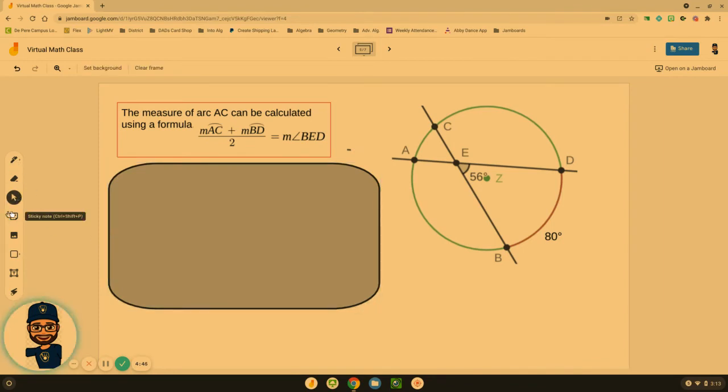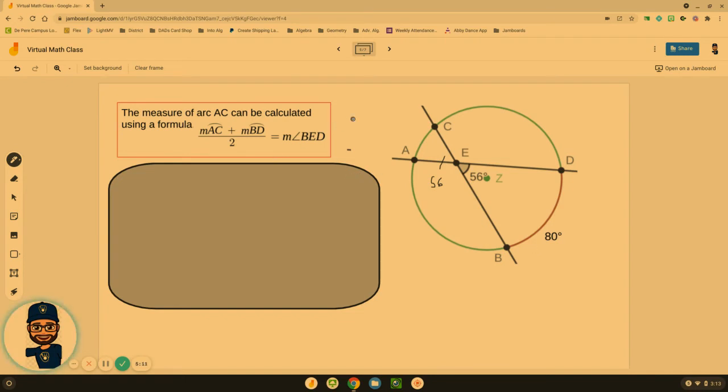So what this is showing is that the measure of this arc over here, AC, we can actually find the measure of that if I know the angle measure and the opposite arc, right? The angle measure is 56, which means that this angle measure is also 56 right here, because those are vertical angles, but we have to know the opposite arc.